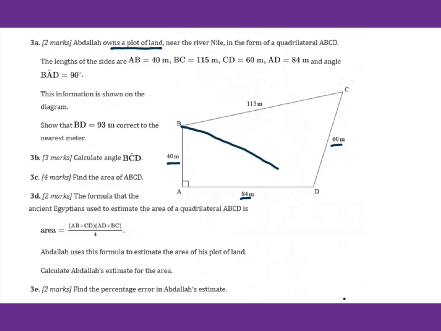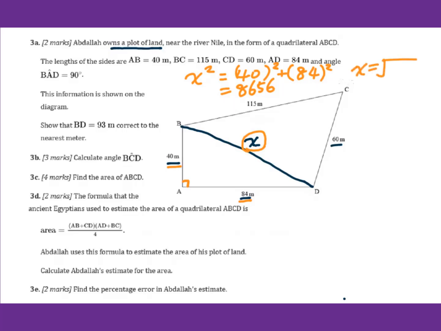So we connect BD. We can see this is an X. Since this is a right triangle, we can use the Pythagorean Theorem to figure out this X, because you are given these two sides. Therefore, X squared equals 40 squared plus 84 squared. Then when you put it into the calculator, you will get 8656. Then you take the square root of both sides. You will get 93 meters corrected to the nearest meter. So we label this equals 93. Remember, for word problems, you have to show the unit.